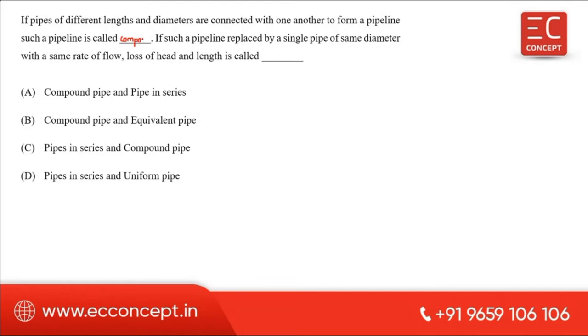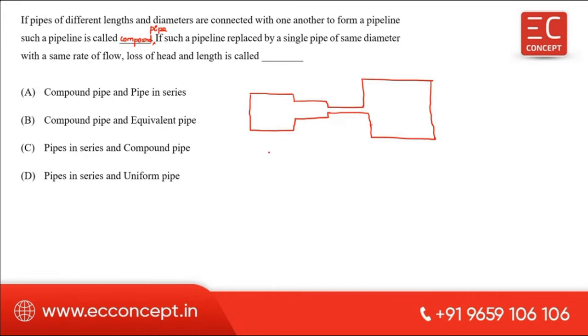Compound pipe. That means this is one pipe, and this is another pipe, and this is another pipe, and this is another pipe. So different diameters of pipe which are connected. So this is the pipe. Now this is a different diameter of pipe. So if you connect different diameters of pipe, then we can call this a compound pipe.